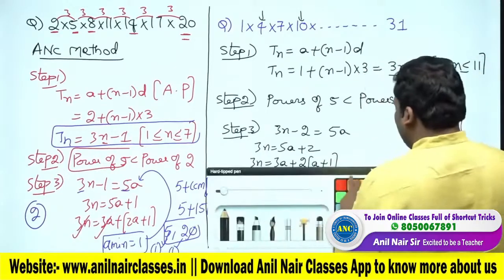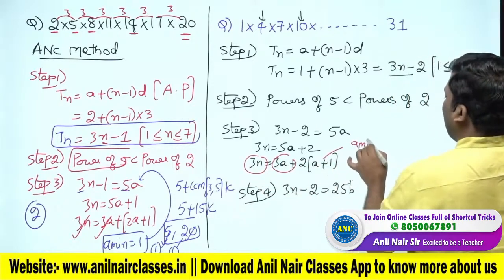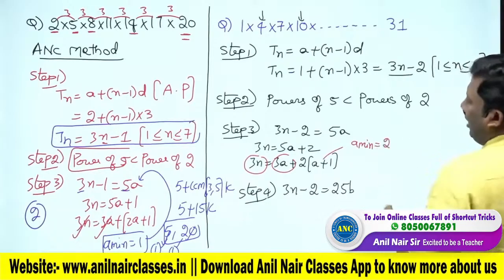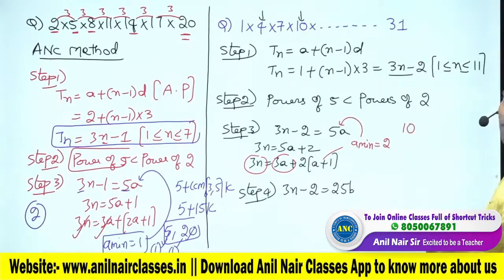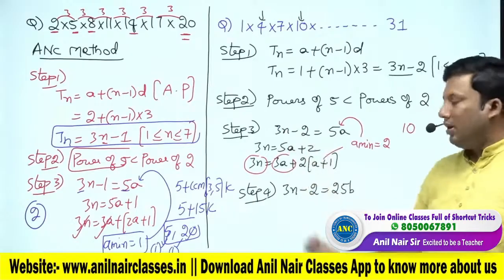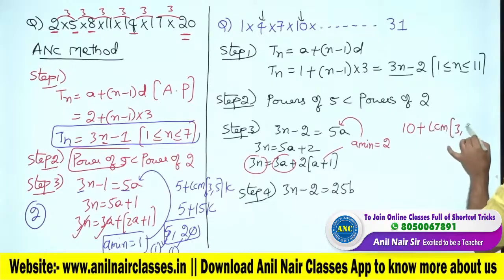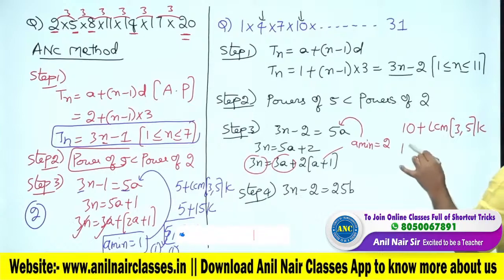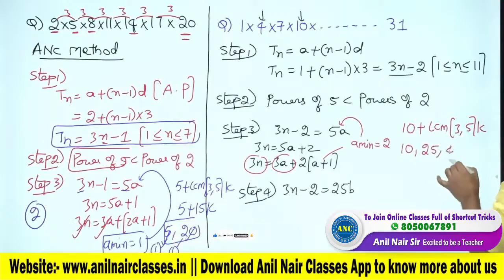Now if you observe closely, this should be divisible by 3. A plus 1 is divisible by 3, so a minimum is 2. So the lowest number which is perfectly divisible by 5 and is also of the form 3n minus 2 is 3 fours are 12 minus 2, that is 10. So the numbers are 10 plus LCM of 3 and 5 into k. First it is 10, next it will be 25, next 40. I hope it is clear.